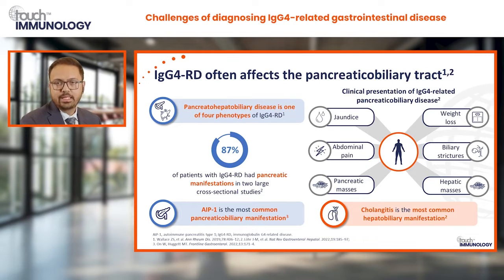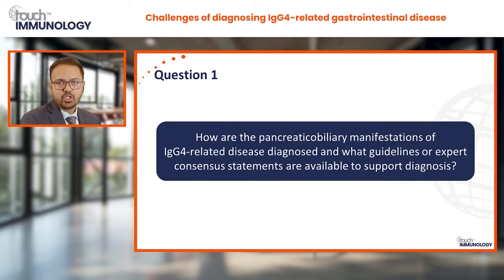And the clinical presentation of IgG4-related disease when it affects the pancreatico-biliary system commonly includes jaundice. Patients can present with a pancreatic mass or a narrowing or a biliary stricture. And they may also present with weight loss and abdominal pain. However, cholangitis, which is characterized by jaundice, pain in the right upper part of the abdomen, sometimes with fevers, is a fairly common manifestation of pancreatico-biliary IgG4 disease, especially when it involves the head of the pancreas or the bile duct. So we'll start off with our first question to Professor Löhr here.